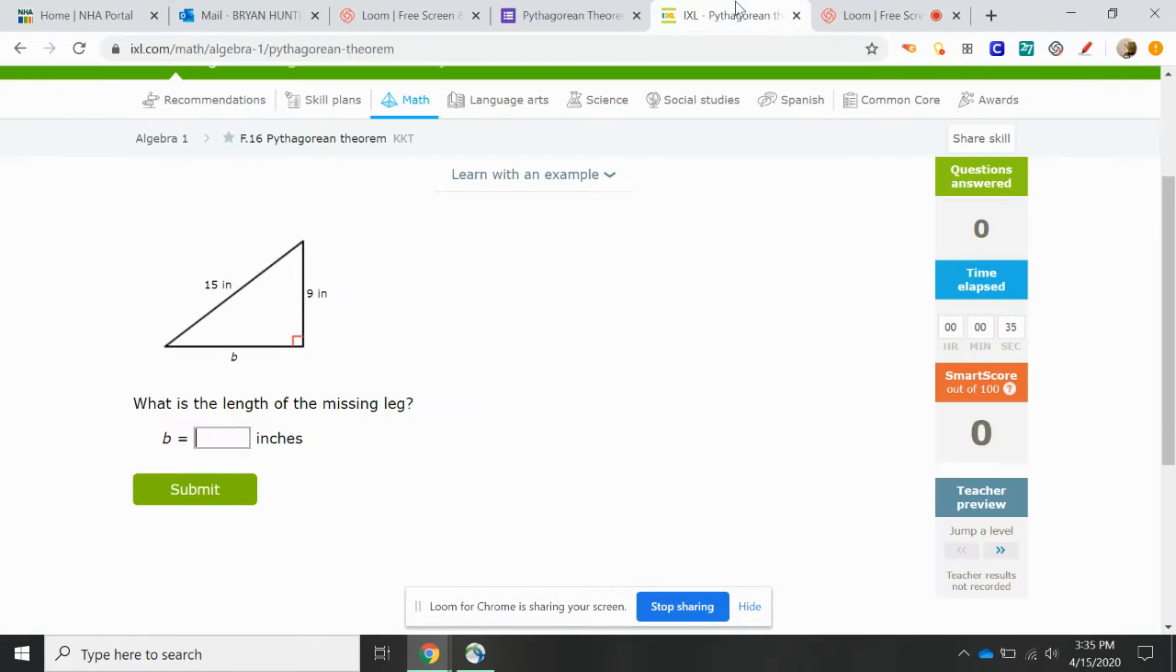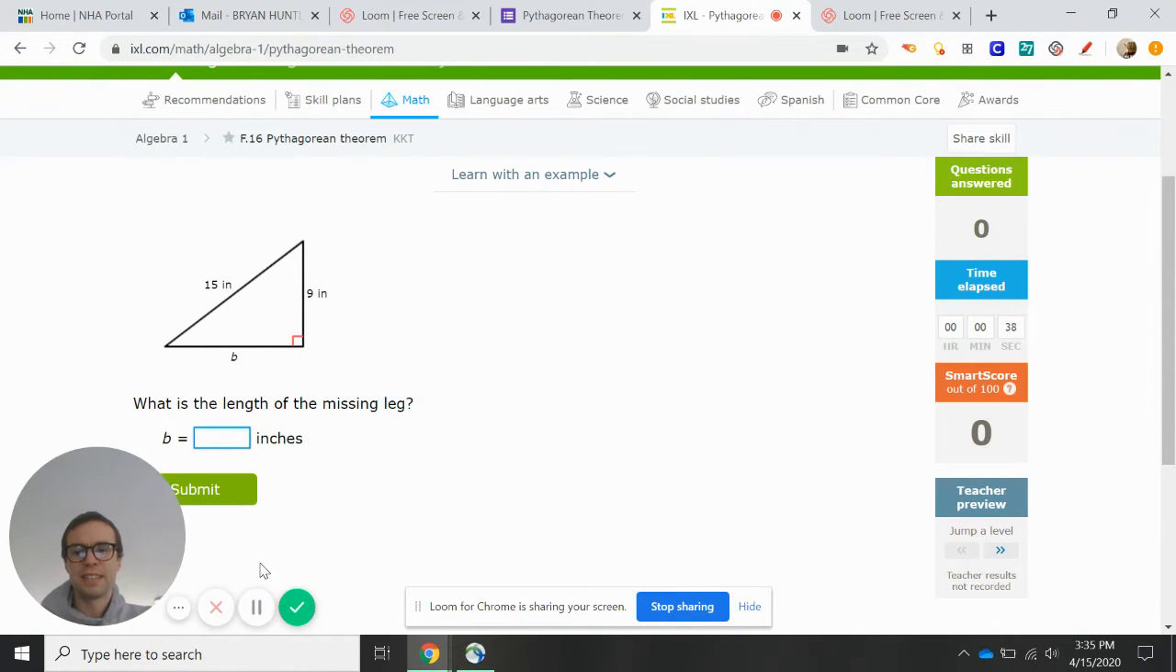All right, you guys. So we're going to do some IXL practice, and I'm just going to draw on my screen to show you how to do this. This is going to be off of our lesson that I just taught you about the Pythagorean theorem. That is that a squared plus b squared equals c squared. So let's start with this example.